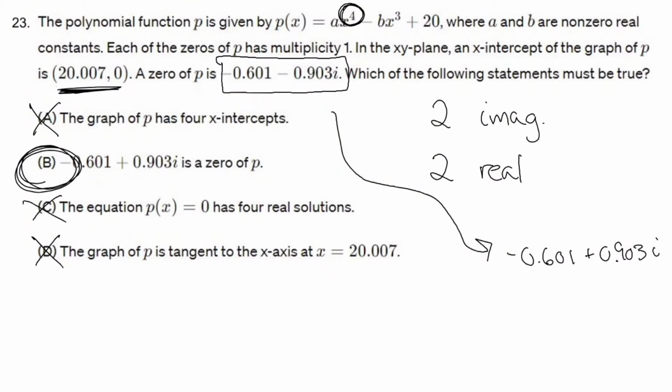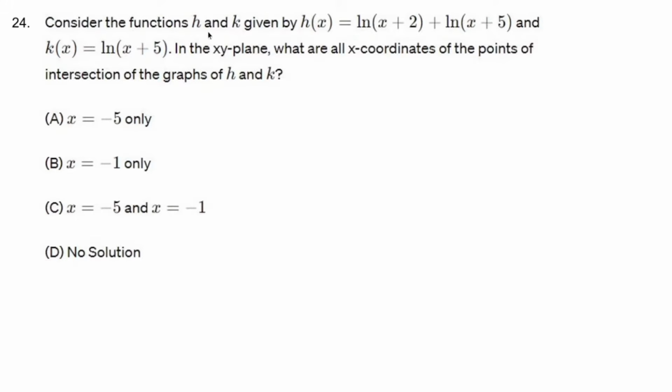Hope this helps. Consider the functions h and k, given by h of x equals ln of x plus 2 plus ln of x plus 5, and k of x equals ln of x plus 5. In the xy plane, what are all the x coordinates of the points of intersection of the graphs of h and k? This is just fancy talk for set these guys equal to each other.